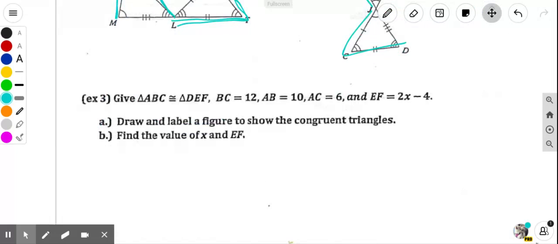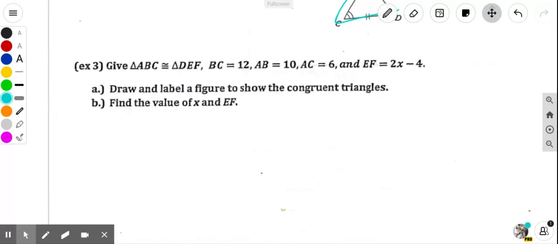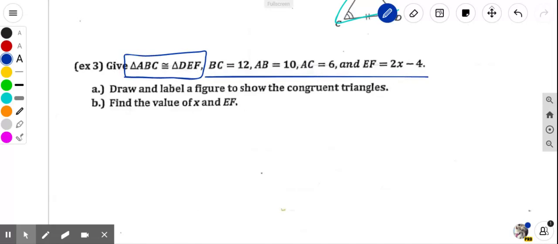Okay, and then the last thing is, this is also pretty easy. Some algebra problems. So basically you're given a pair of congruent triangles, and then you're given some information about it. And then it says draw and label a figure to show the congruent triangles, find the value of X and EF. So really you could do this without drawing a picture, but I'm just going to draw a quick picture anyway, and I'll show you how you can do it without drawing a picture as well.